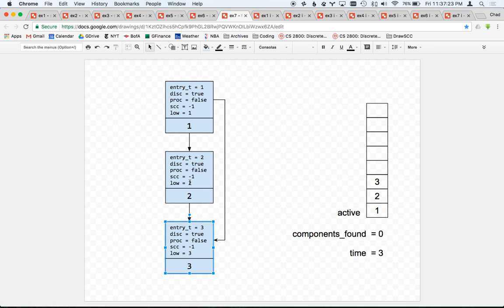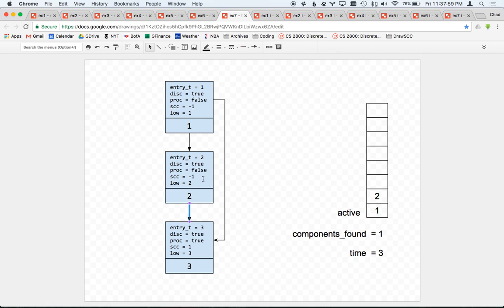If this low is earlier than this low, then we give this one the benefit of this lower accessible vertex, but of course this one is not lower than its parent. As a matter of fact, I shouldn't have even done that. We compared this one to this. The low of this vertex is the vertex itself, which means we have found a strongly connected component. And we mark this as strongly connected component 1, and we pop vertex 3 off the active stack. We are now done with vertex 3. We mark it as processed and return to vertex 2.